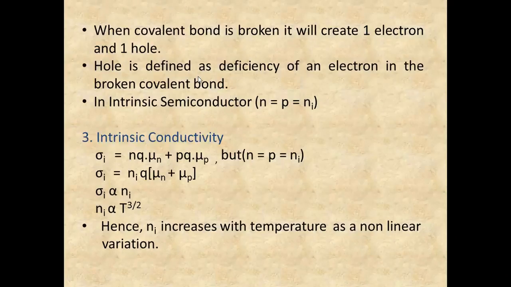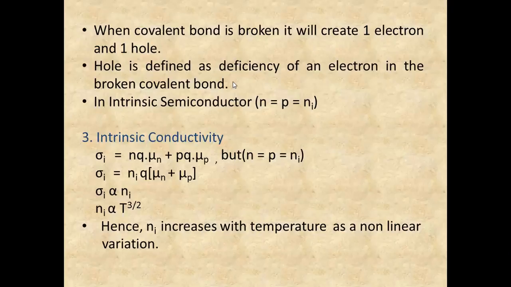A hole is also a carrier of current. As the electron is a carrier of current, the hole is also a carrier of current, but the only difference between the electron and the hole is that the hole has a positive charge of 1.6 × 10^-19 coulomb, and the electron has the same value with a negative sign.